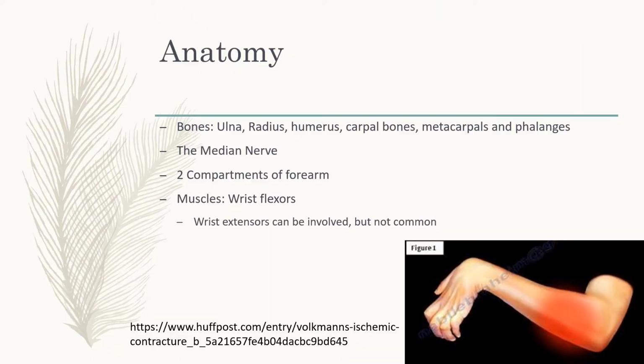Anatomy. Bones include the ulna, radius, humerus, carpal bones, metacarpals, and phalanges. Also included is the median nerve. There are two parts of the forearm. The muscles included in this condition are the wrist flexors, and the wrist extensors can be involved, but not commonly.